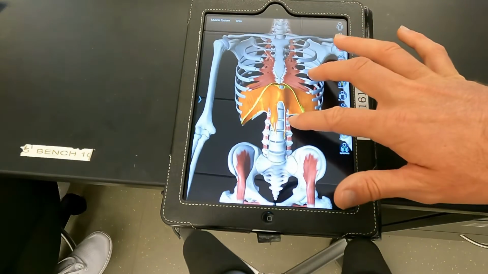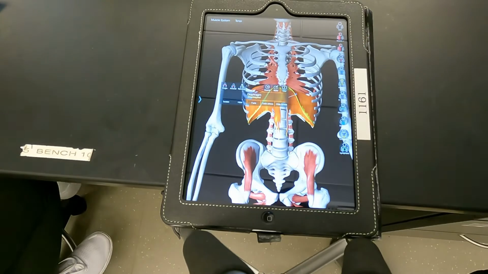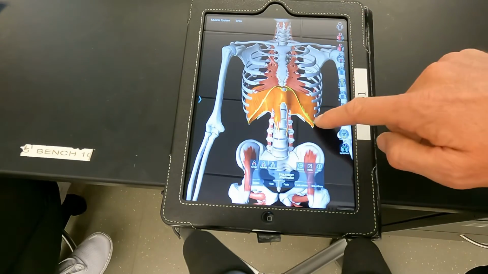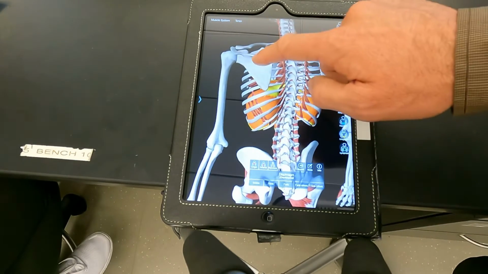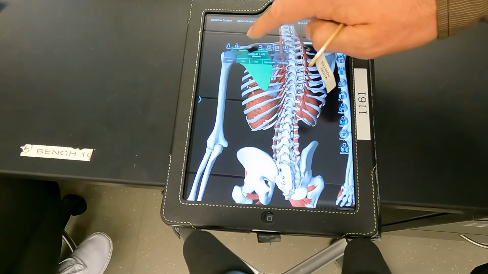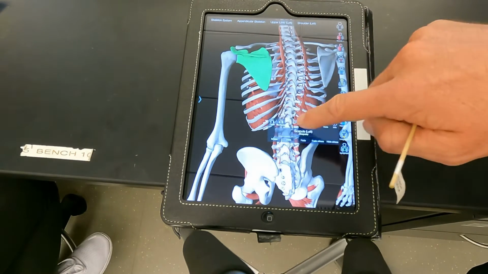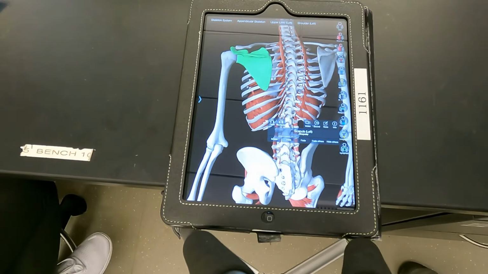All right, let's go back now. And the next thing I want to do is talk about scapular movements. Movements of the scapula, or your shoulder blade. Okay, so all these muscles I'm going to talk about next all attach at some location of the scapula.